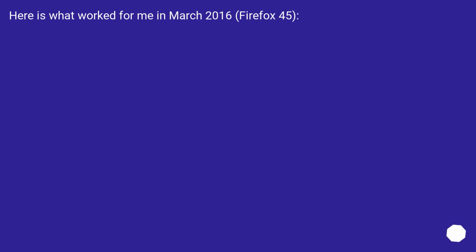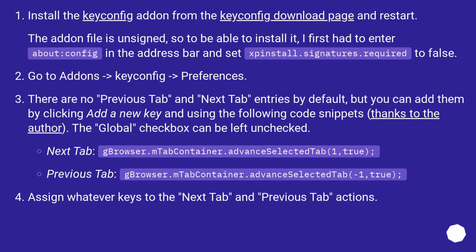Here is what worked for me in March 2016, Firefox 45. Install the keyconfig add-on from the keyconfig download page and restart. The add-on file is unsigned, so to be able to install it, I first had to enter about:config in the address bar and set install.signatures.required to false.